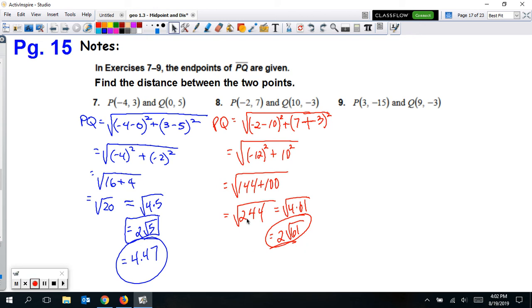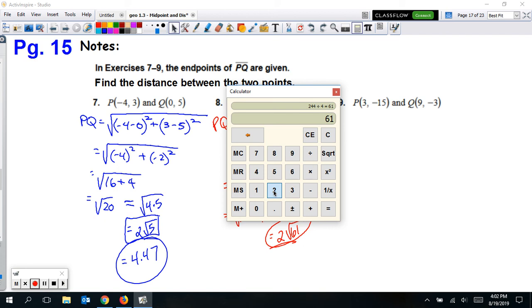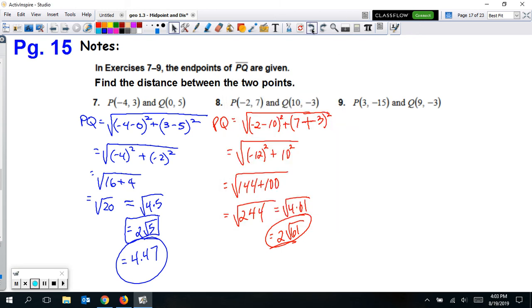For the decimal, though, we want to go back to the square root of 244 and use our calculator. So 244, square root of that. Let's go to 2 decimal places again. It's 15.62 as we round to 2 decimal places. So there it is. All right, so go ahead and pause the video, and I'll give you a chance to try number 9. Use the distance formula to find the length of PQ with using these 2 points.